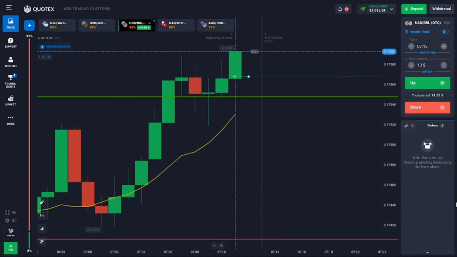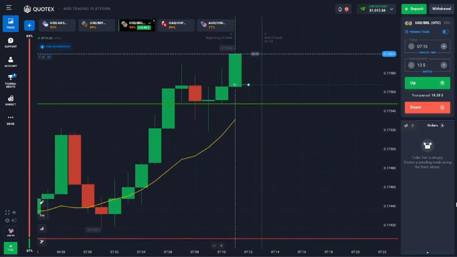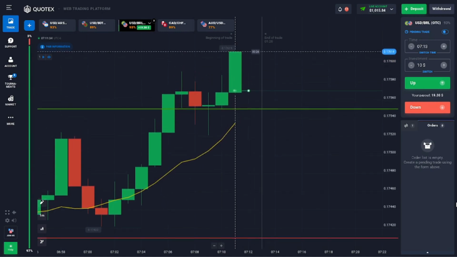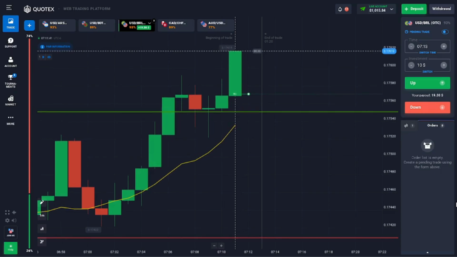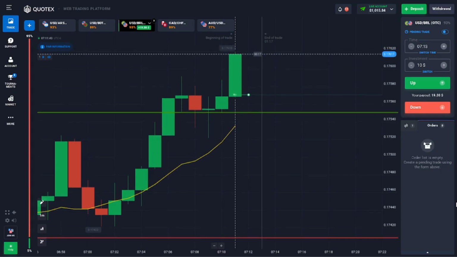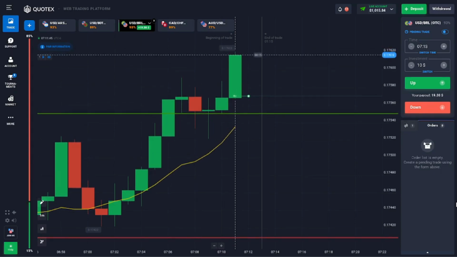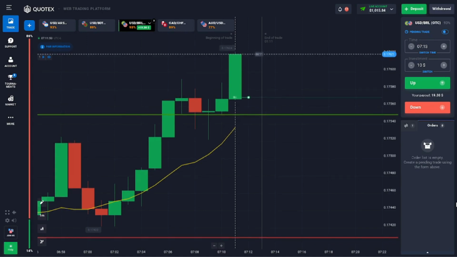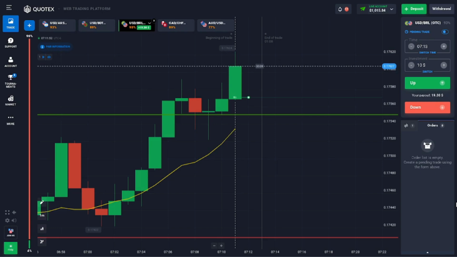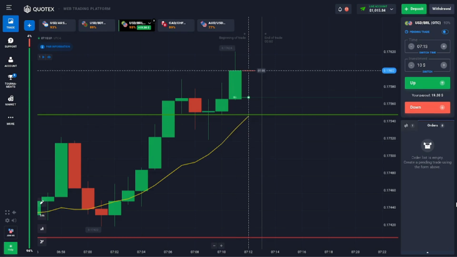We have placed a trade, and you can see that our trade is going very well, and this candle is forming with a nice body. And the last few seconds are left, and we can see that our trade has been booked in profit, and we have made a nice profit.